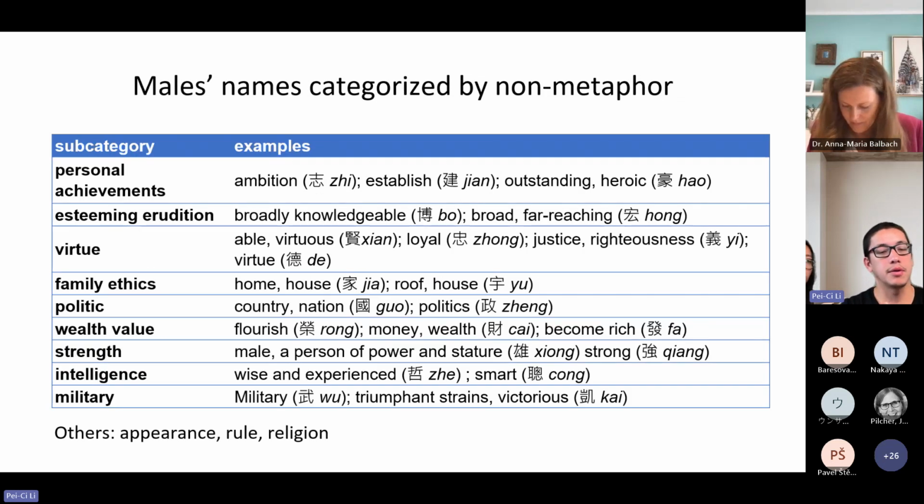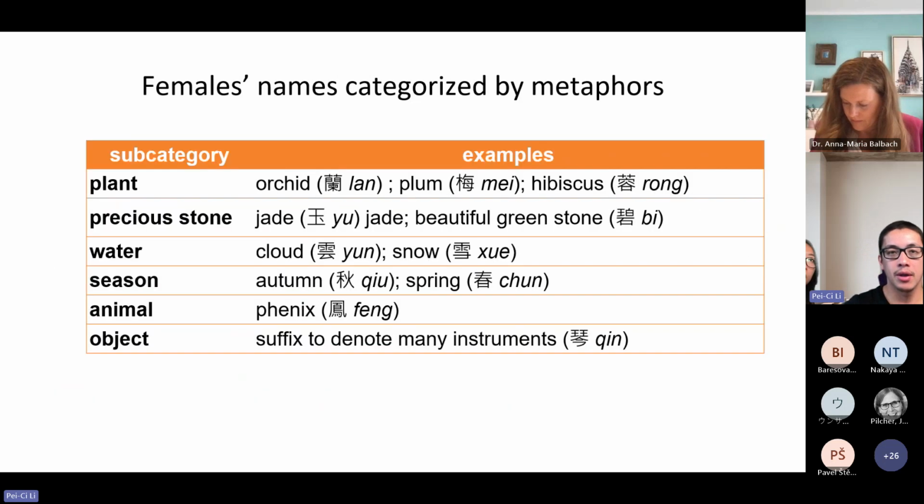If we look at, again, non-metaphor in names, but for males, in the same way we get these main categories, which are personal achievements, esteeming erudition, virtue, family ethics, wealth, strength, intelligence, a lot of things that we found in other languages that we have seen today. And on the right, taking personal achievements as an example, you have characters that mean ambition, establishment, outstanding, heroic, etc. So I won't go through the whole list due to time, but you kind of have an idea of the general categories that can be used in male names here.